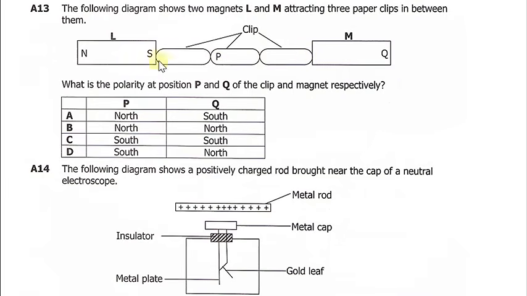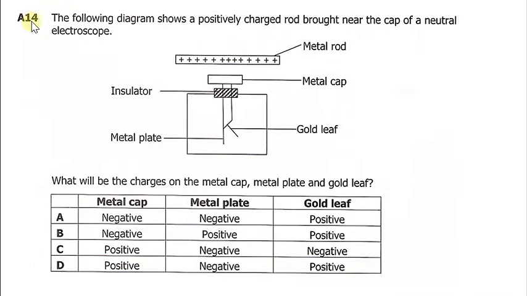So P is north because this is south, north, south, north. So P should be north here, one of these. Then Q is south, because it goes north, south, north, south, north, south. So Q is actually south. Yeah, so the correct answer should be A there. Then we can move to another question here, which is A14.